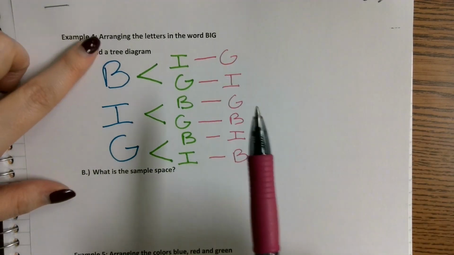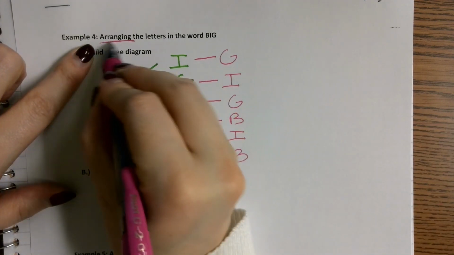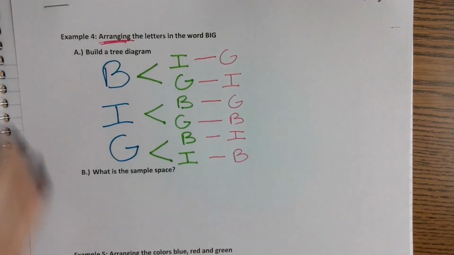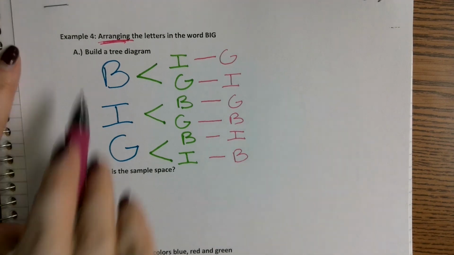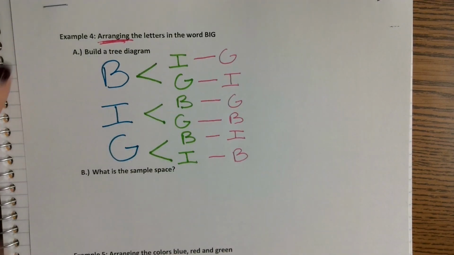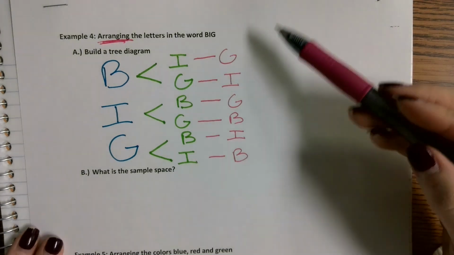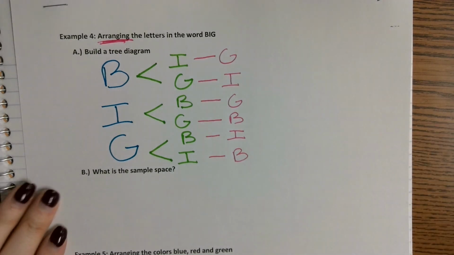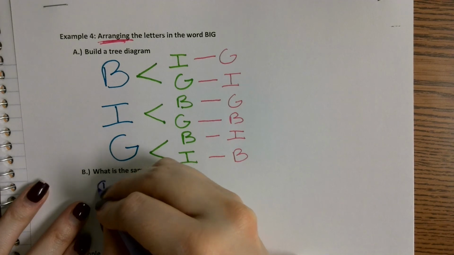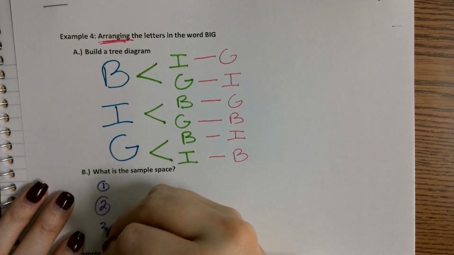Doing a tree diagram with arrangement, that's where people get most confused. But this is what the tree diagram would look like if you are arranging things in an order. So how many total options do I have? I have 6. So let's go ahead and build our sample space then.